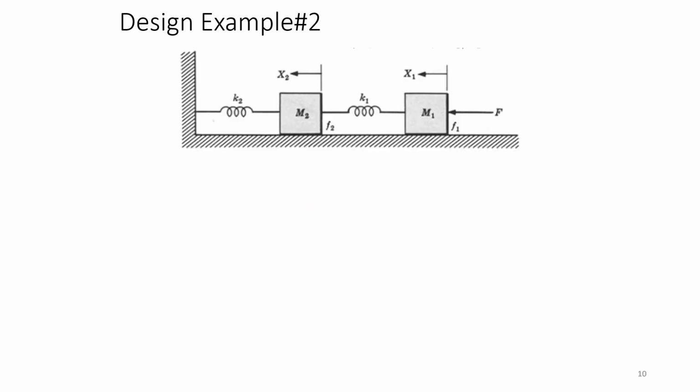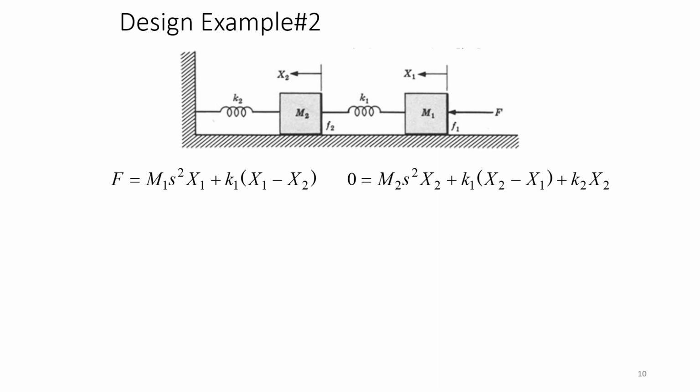And similarly, if you have a mechanical system like this and if you want to write the signal flow graph for this, here also you have to write the equations for the force. So one equation in terms of Laplace transform is f of s is equal to m1 s square x1 plus k1 into x1 minus x2. The second equation is for your mass m2. So 0 equal to m2 s square x2 plus k1 into x2 minus x1 plus k2 x2. This is my second equation.